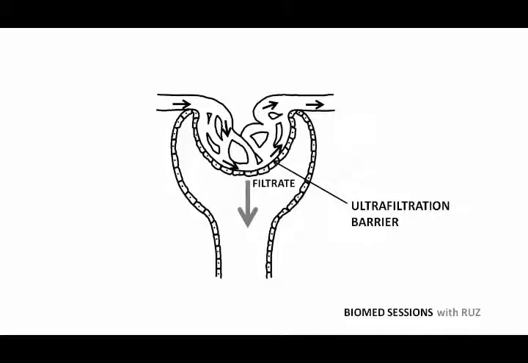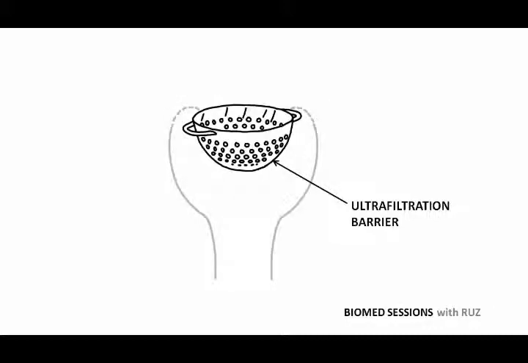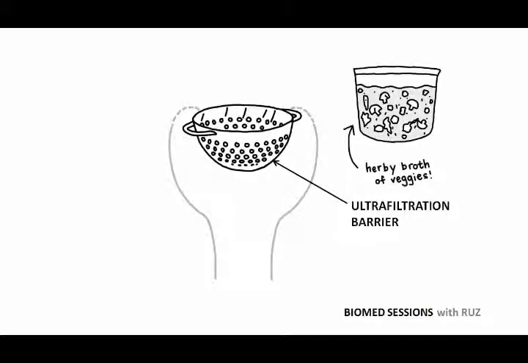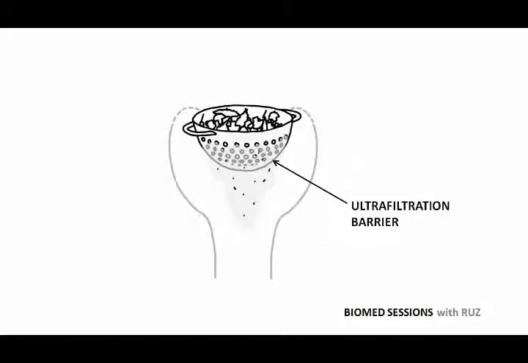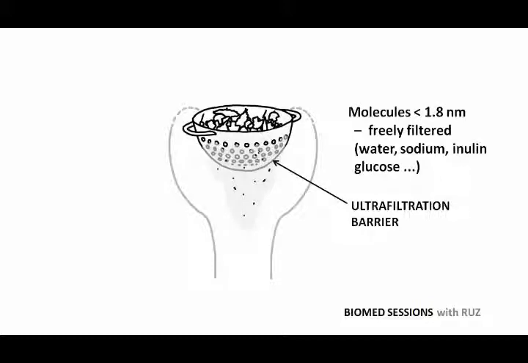A good analogy for the ultrafiltration barrier is a kitchen strainer. Now if you pour a nice herby broth of vegetables into the strainer, you will see that large vegetables are left behind, whereas water and anything else that dissolves in it, plus tiny particles, are able to pass through. Now with our glomerulus, molecules less than 1.8 nanometers are freely filtered out, whereas molecules more than 3.6 nanometers are not filtered.